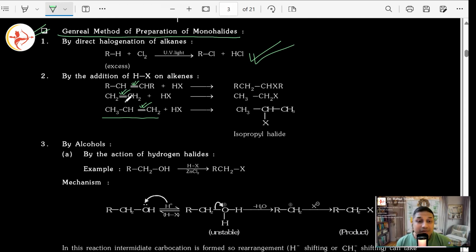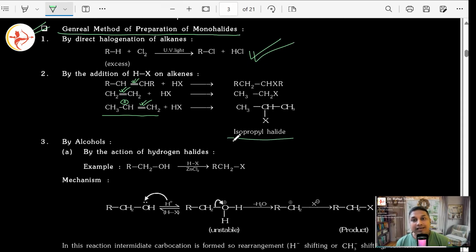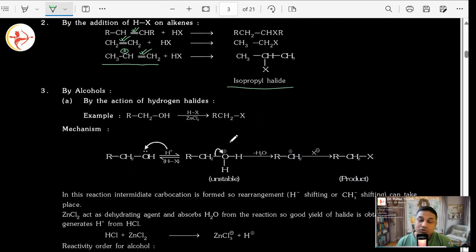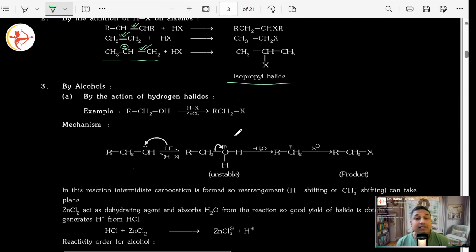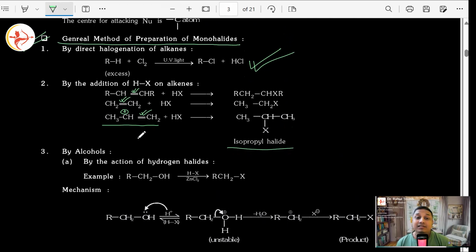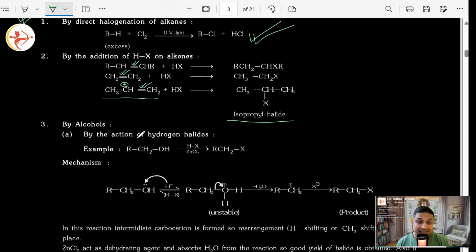The carbocation will be created here at the 2 degree carbon, which is more stable, and hence X minus will later attack here and join, forming isopropyl halide, or 2-halopropane. Are we good? So we saw free radical substitution of alkanes, and that's how we can prepare alkyl halides. We also saw electrophilic addition, hydrohalogenation of alkenes.